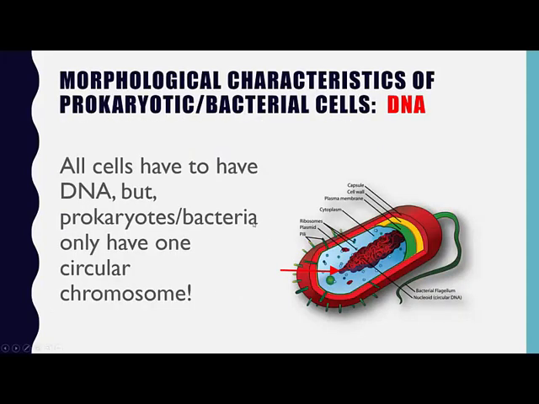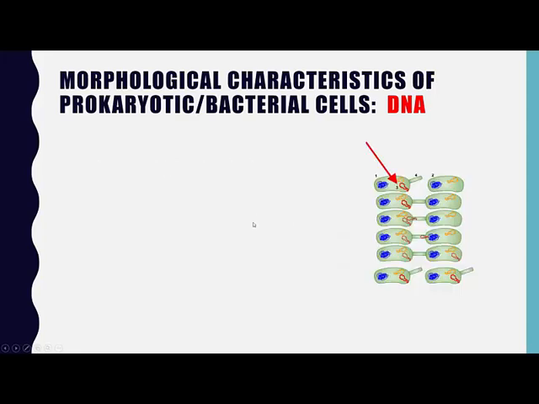Okay. How about a little bit more? How about DNA? Now, all cells have to have DNA, but prokaryotes, bacteria, like I said, only have one circular chromosome. And here we are in that nucleoid area. I'm not going to go through DNA replication and all of that. I'm going to cut this one short as much as possible, but there are antibiotic targets that we must talk about here. We're not only going to talk about DNA replication, but then later on protein production.